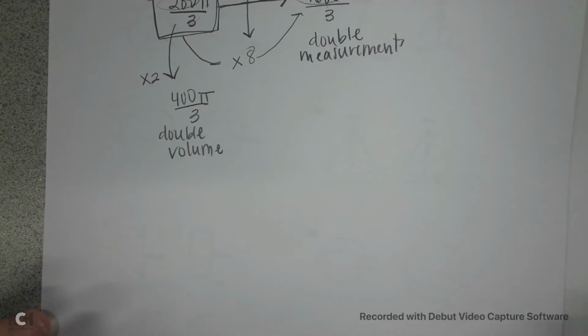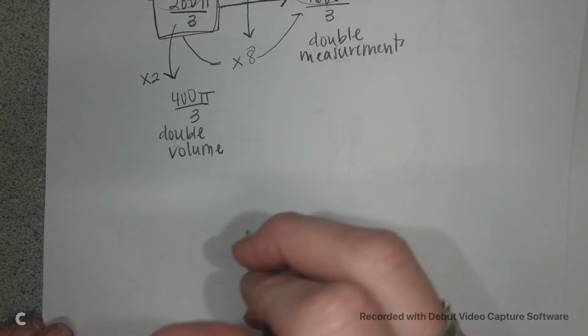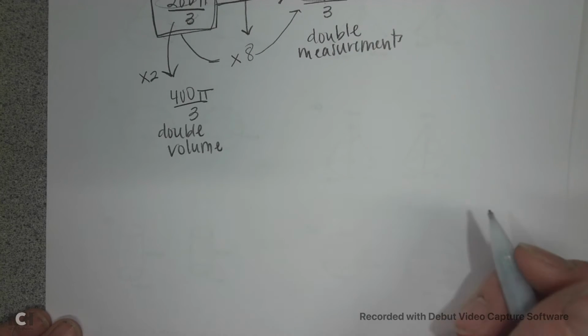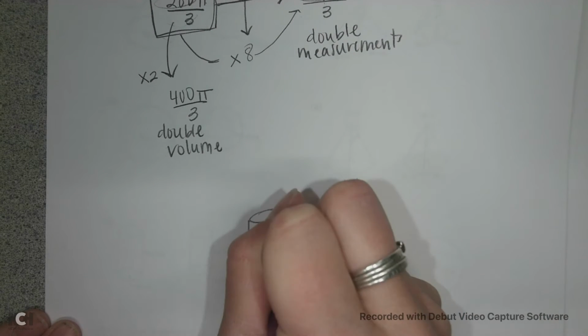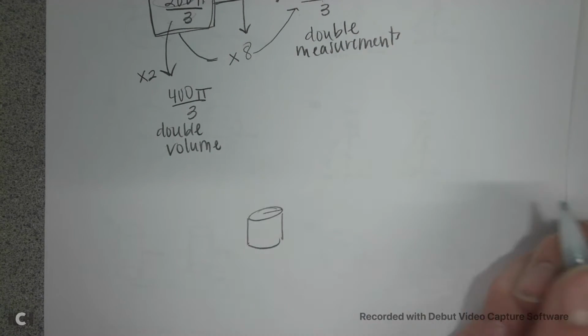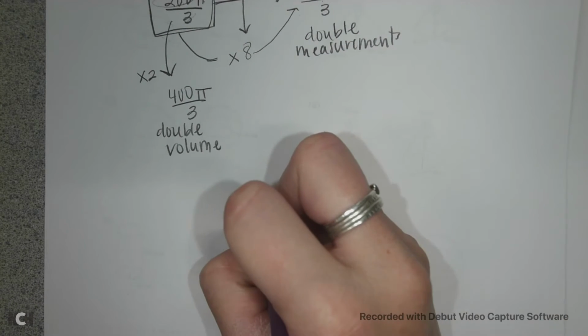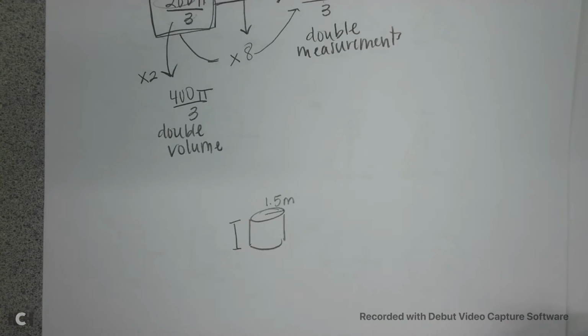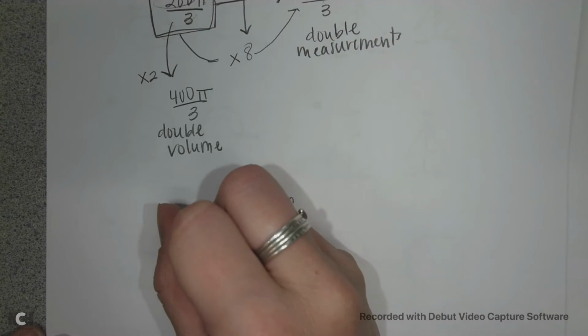So let me show you another example. Let's go with a cylinder. Okay, and I'm going to tell you that the radius of my cylinder is 1.5 meters, and the height of my cylinder is, I don't know, 5 meters.